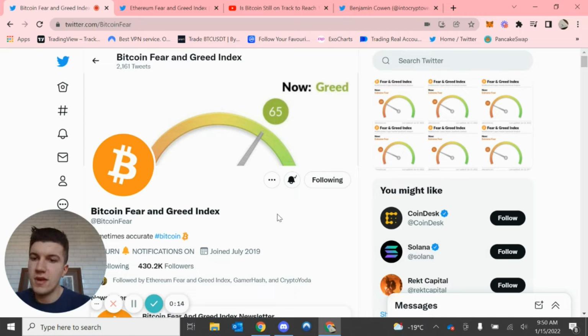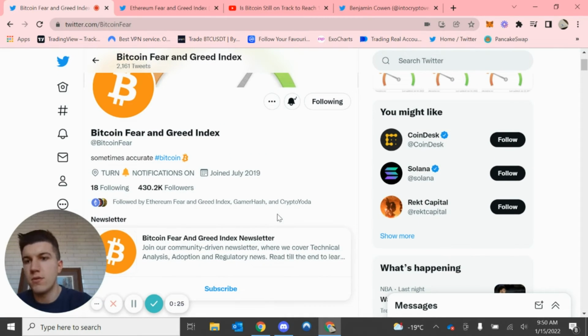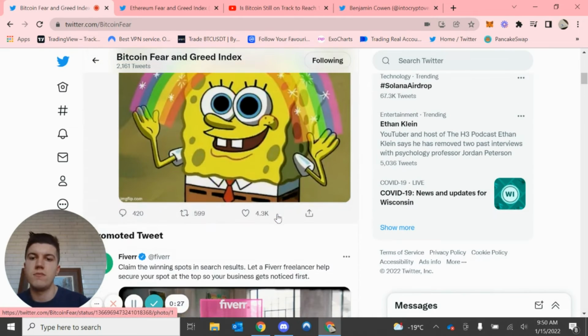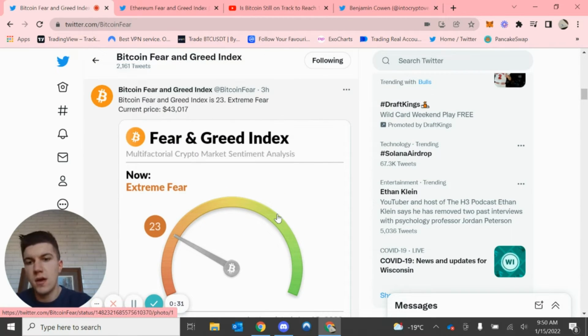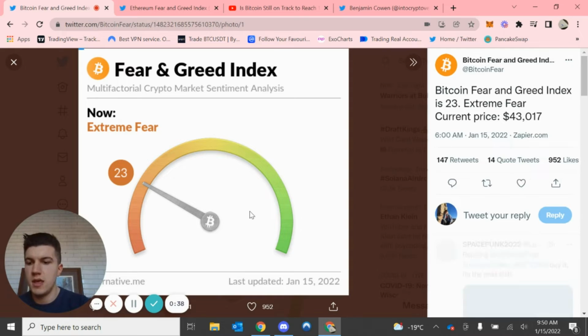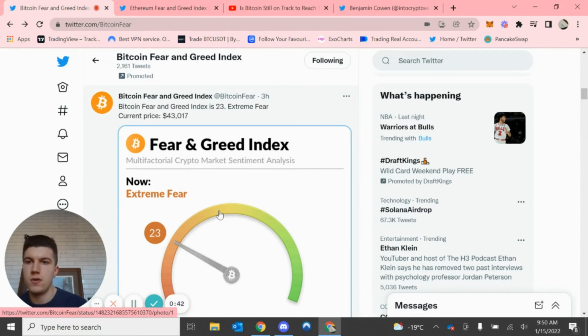One of the first things that I like to do is identify market sentiment, if it's bullish or bearish. One of the common ways that I do it is on Twitter, by following the Bitcoin Fear and Greed Index. They scan Twitter for market sentiment and tweet based on it. If you just go to the latest post, you can see right now we're in extreme fear based on the Bitcoin Fear and Greed Index.